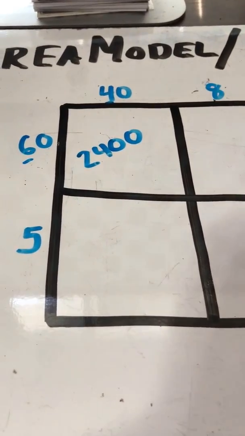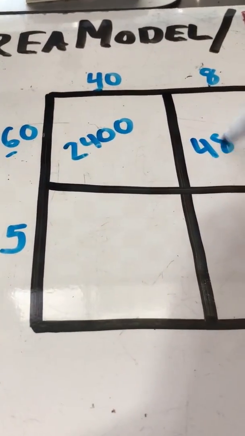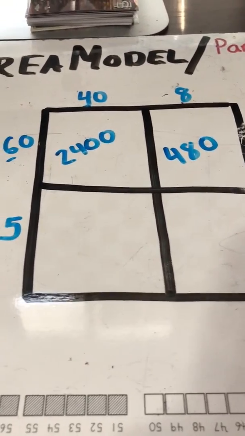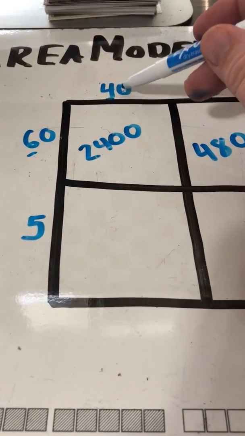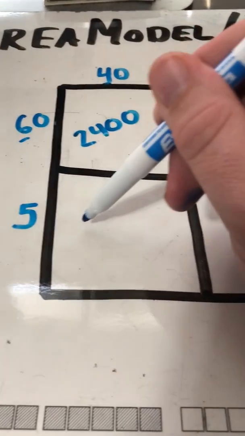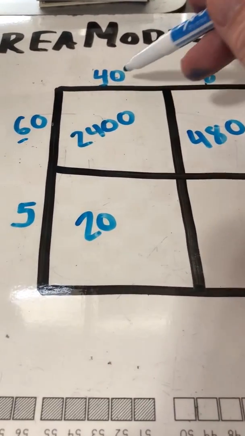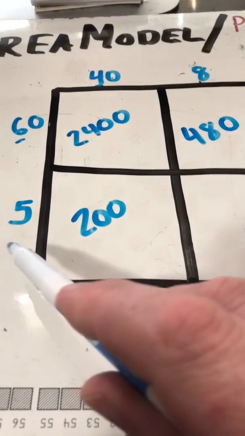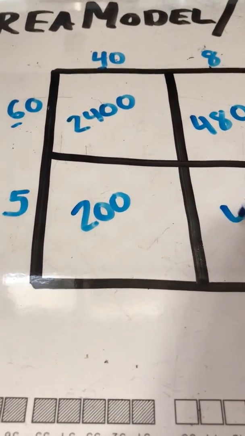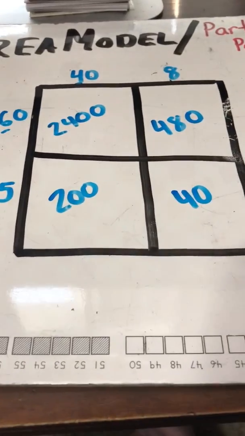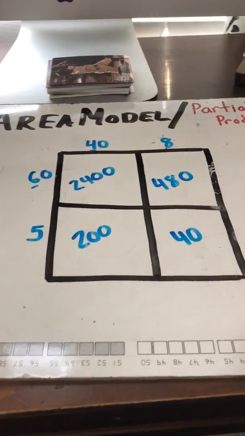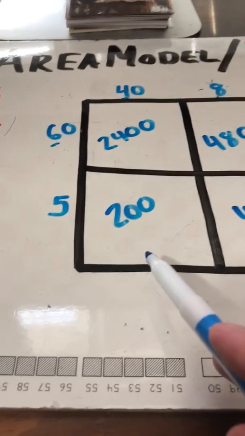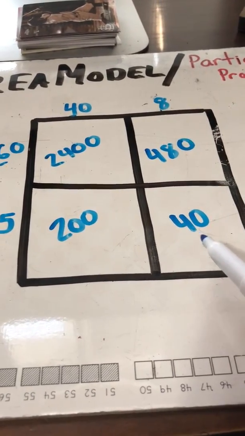So 6 and 8 is 48. There's a 0 here, so I'm going to put a 0 at the end of the number. Okay, so now I have 4 and 5 is 20. There's a 0 here, so I'm going to put a 0 on the end. And now I have a 5 and an 8, which is a 40. So inside, these are all my partial products. So I have 2,400, 480, 200, and 40.